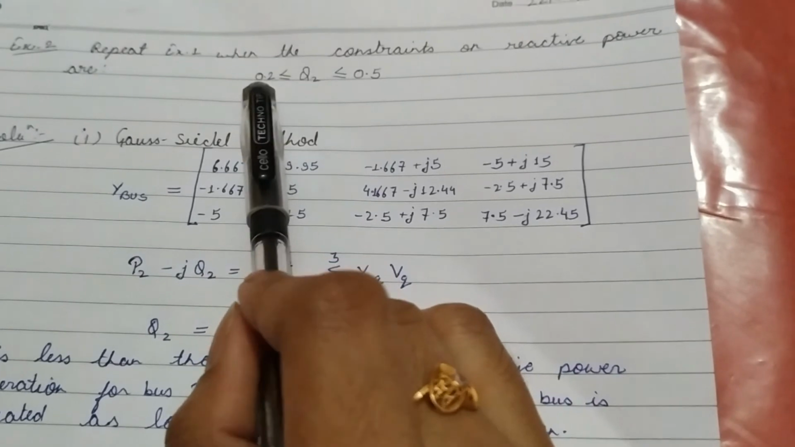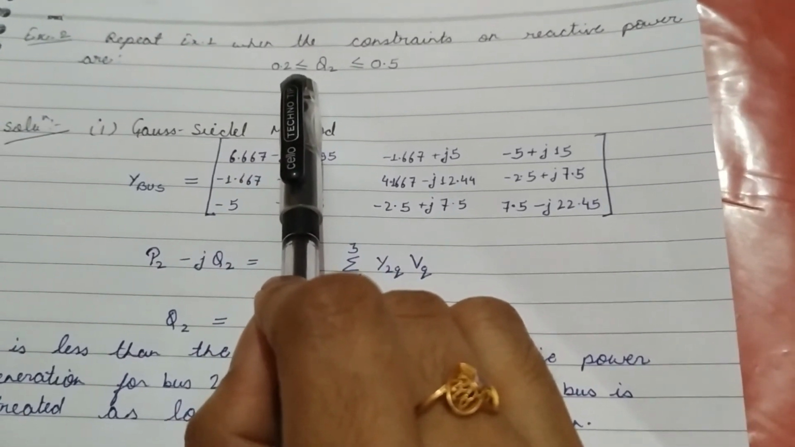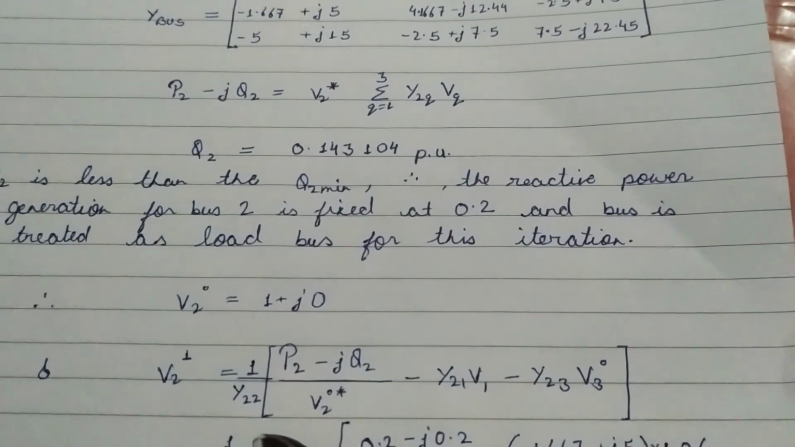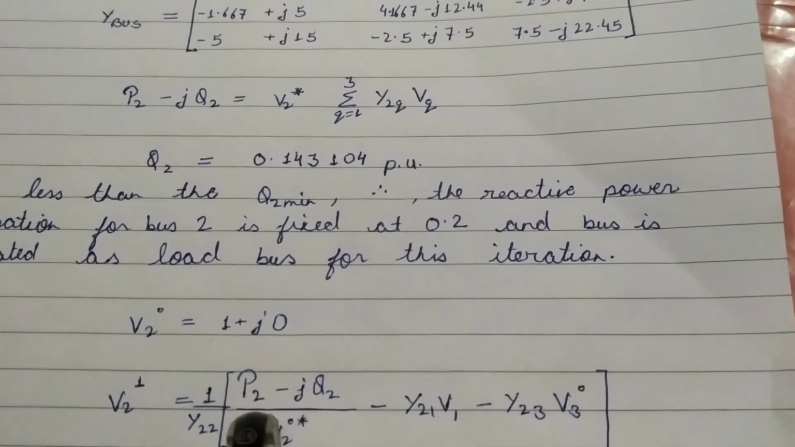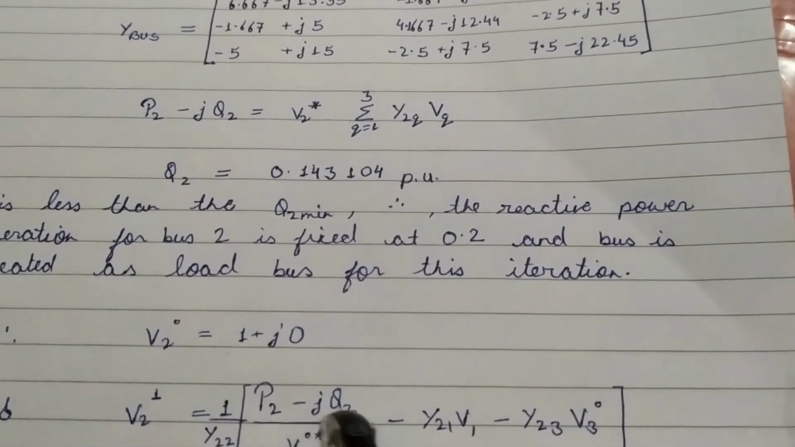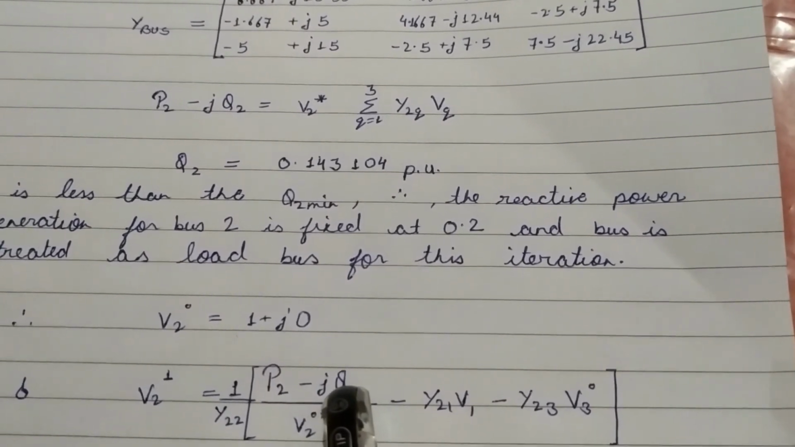So now, since Q2 is specified here, we take the bus as a load bus. But the difference is that in a generator bus we put P2 and Q2 as positive, and in a load bus we put P2 and Q2 as negative. So here again we will put P2 and Q2 as positive only.